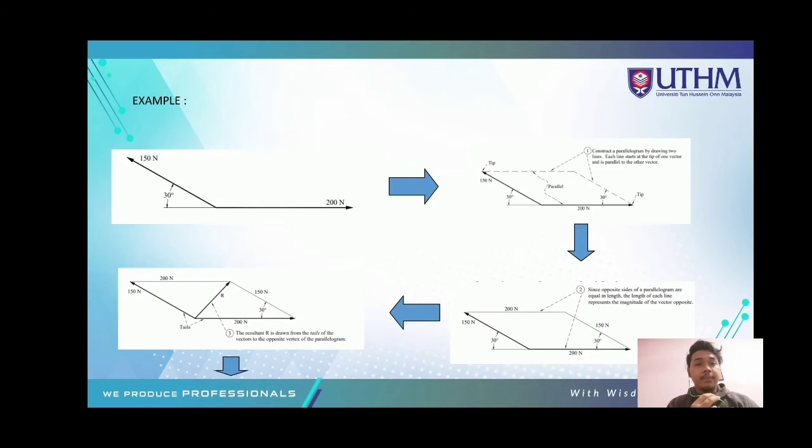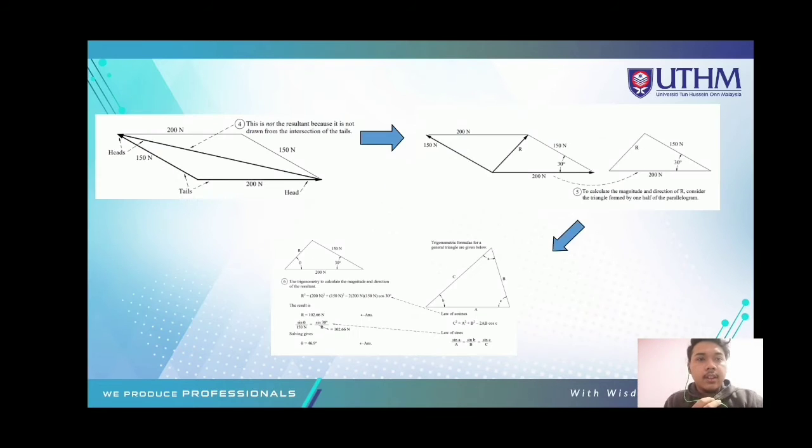So this is the example. We have 150 Newton and also 200 Newton, and the angle is 30 degrees. The first step, we need to construct the parallelogram from the question, and after we get the parallelogram, we need to put the values on the sides of the parallelogram. For the next step, we need to find the direction of the resultant forces.